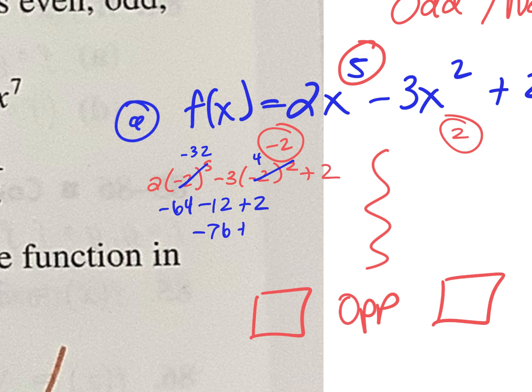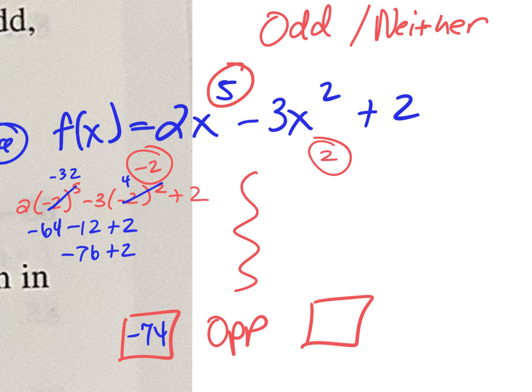Negative 76. Good. Plus 2 gives me negative 74. Everybody with me? Yes. Okay, now we're going to do the same thing, but we're going to evaluate with positive 2. So I have 2 times 2 to the 5th power minus 3 times 2 squared plus 2.